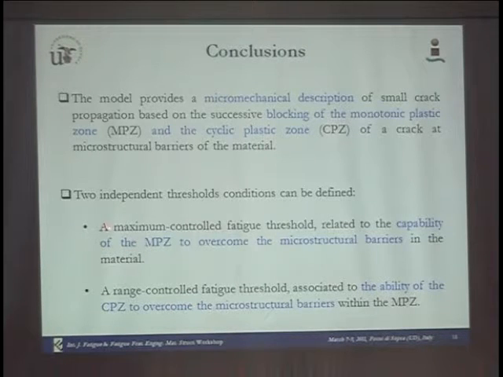The first one is what we call a maximum control fatigue threshold, which is related to the capability of the monotonic plastic zone to overcome the successive microstructural barriers. And the other one is what we call a range control fatigue threshold, which is associated with the ability of the cyclic plastic zone to overcome the microstructural barrier within the monotonic plastic zone. And thank you very much.